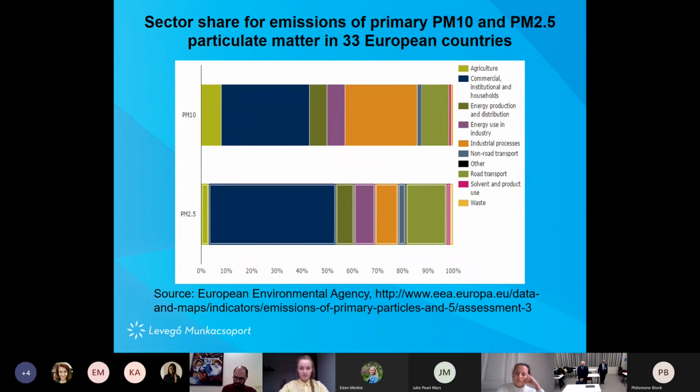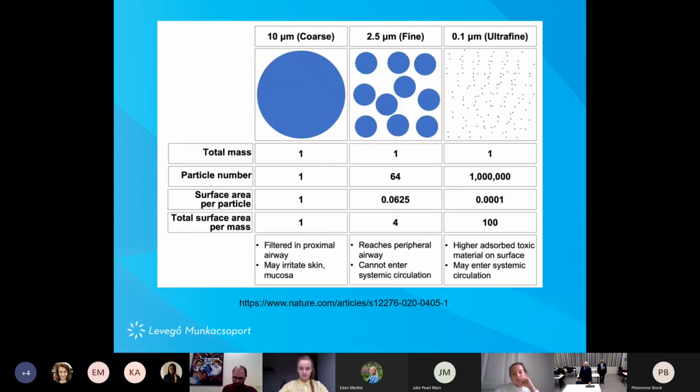If you look at the sources in Europe of PM10 and PM 2.5, on the right part the green and blue are from transport. The most important part is from household heating, but the second biggest part is from transport.